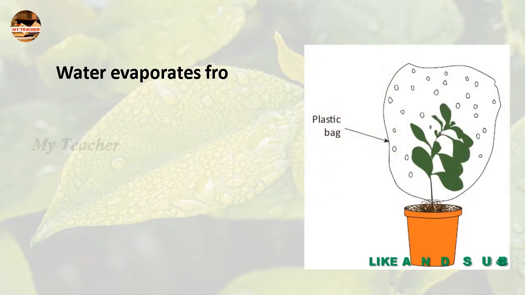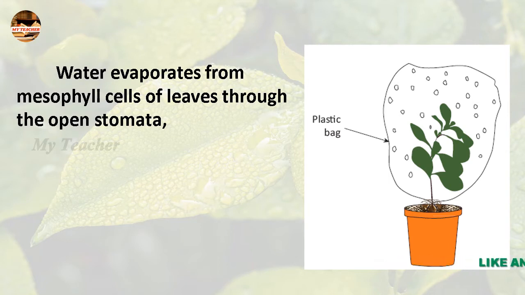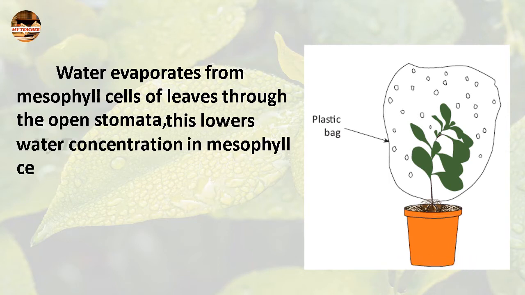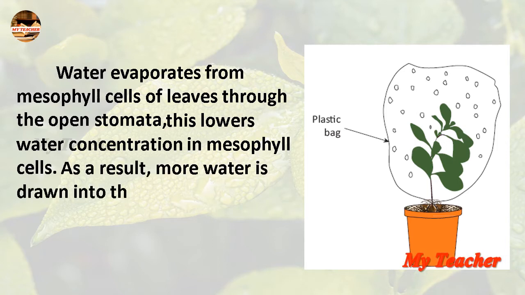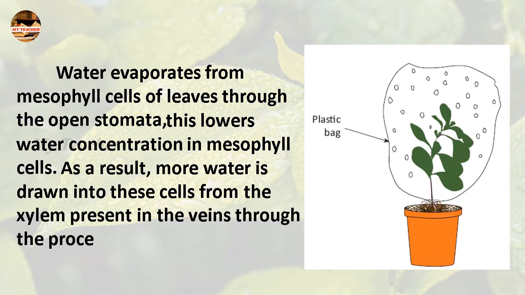Water evaporates from the mesophyll cells of leaves through the open stomata. This lowers water concentration in mesophyll cells. As a result, more water is drawn into these cells from the xylem present in the veins through the process of osmosis.